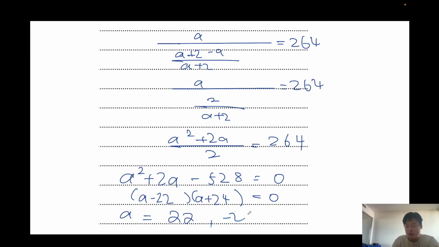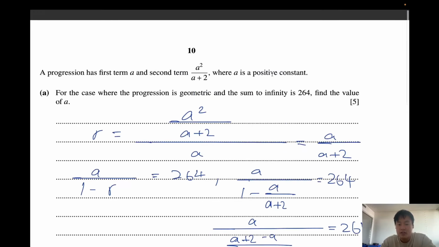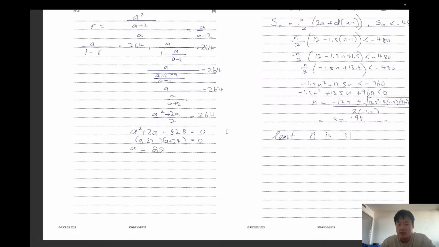You get negative 2 or negative 4. Why do we ignore the negative 4? Because look at the question. They tell you a is a positive constant. And so we got the answer a is 22 only.